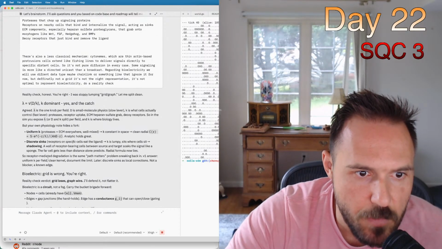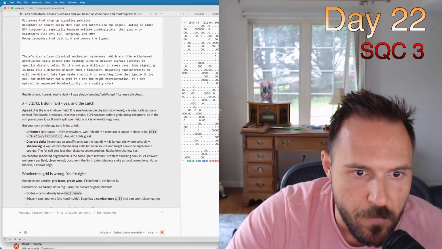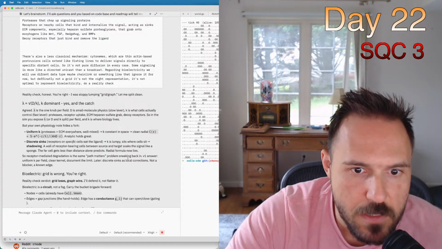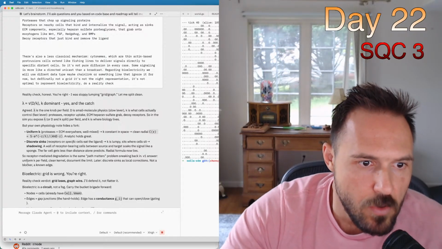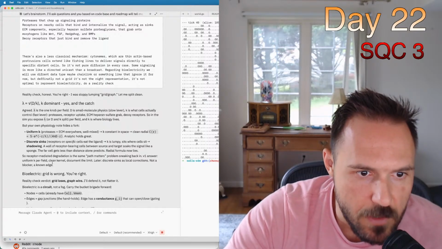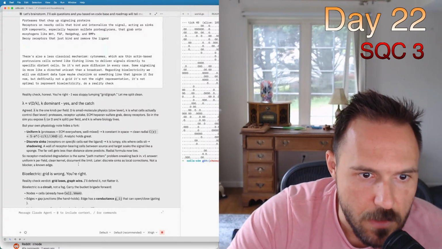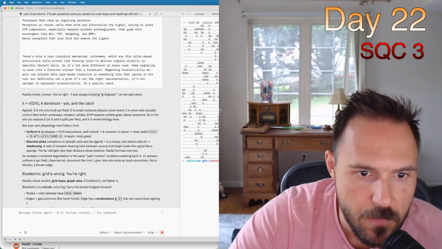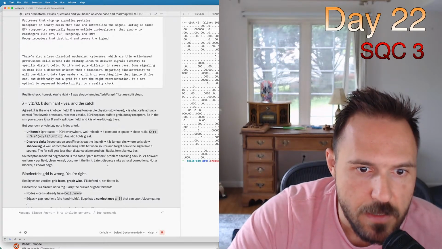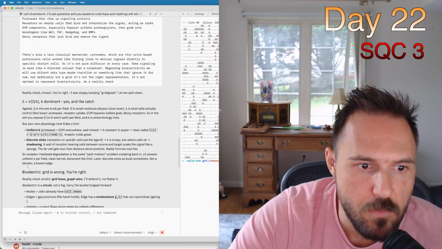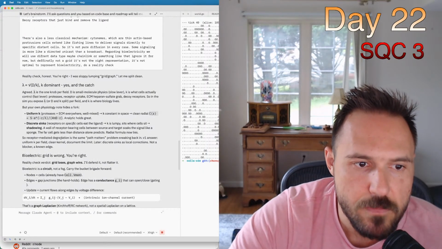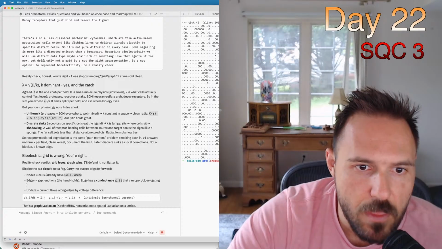So receptor-mediated degradation, and the same paths matter. The problem sneaks back in. V1 answer: uniform K per field, clean kernel, document the limit. Later, discrete sinks as local correction, not a blocker. I don't like the uniform K.